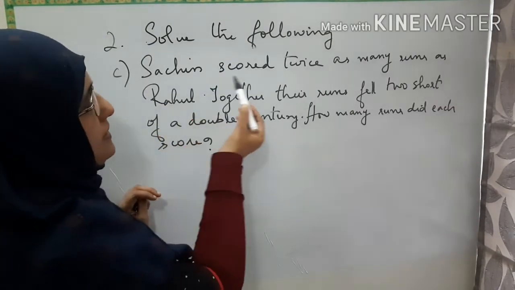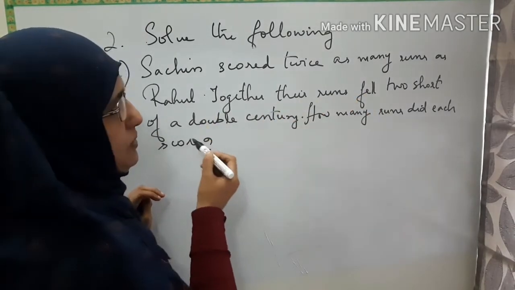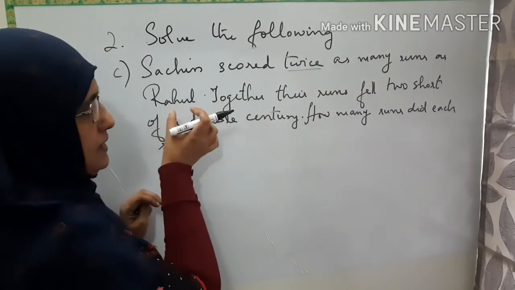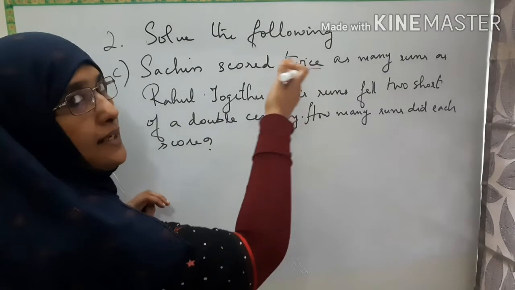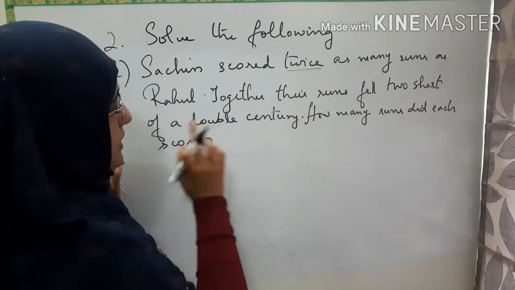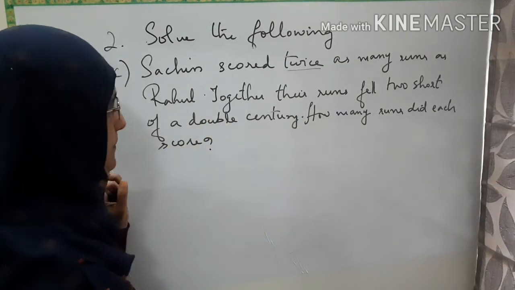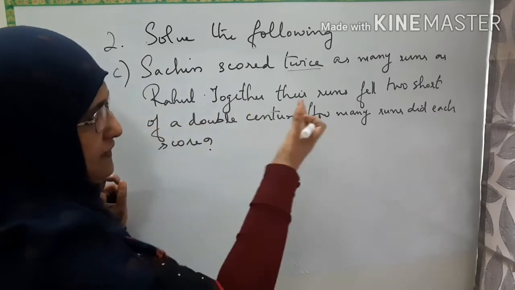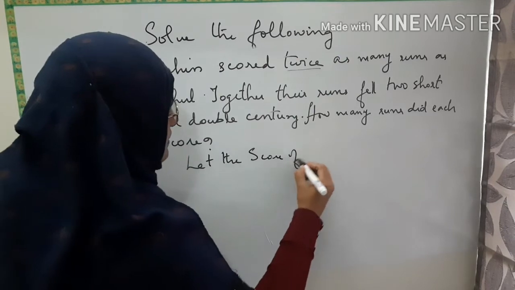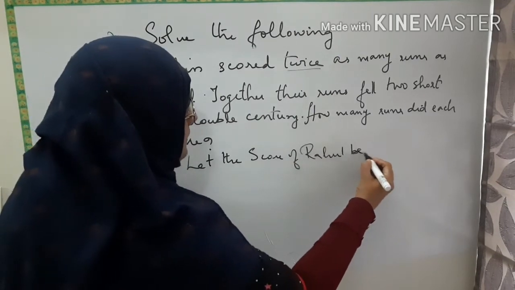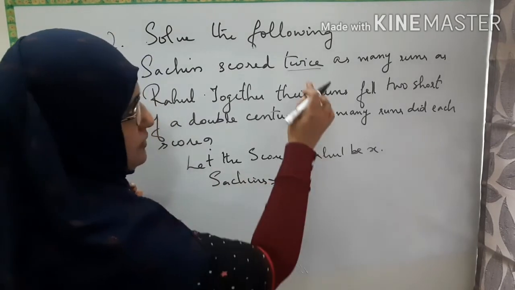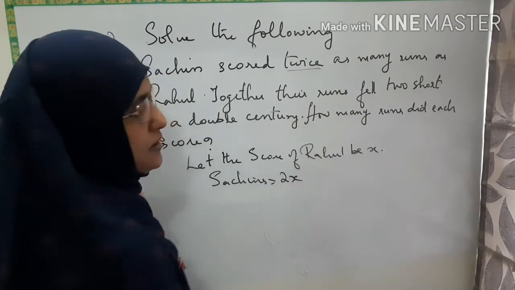Question C. Sachin scored twice as many runs as Rahul. That means whatever runs Rahul scored, twice of that was scored by Sachin. Together their runs fell 2 short of a double century. How many runs did each score? So here, first we can take, let the score of Rahul be x. Then what is Sachin's score? Sachin is twice of that. So Sachin will be 2x.